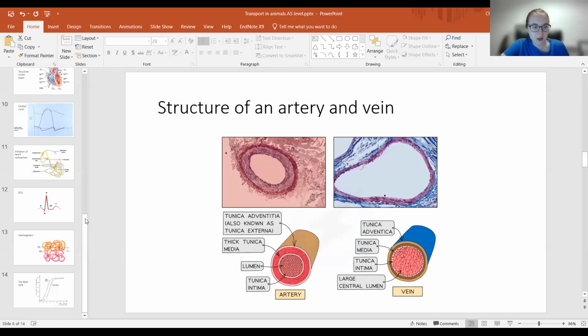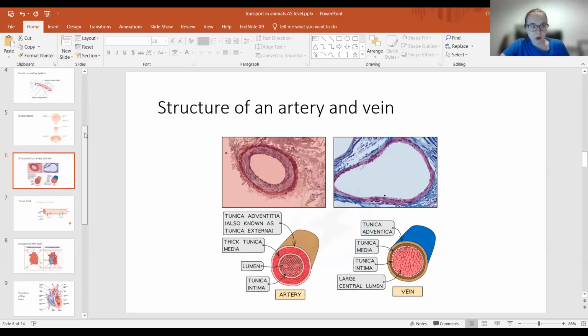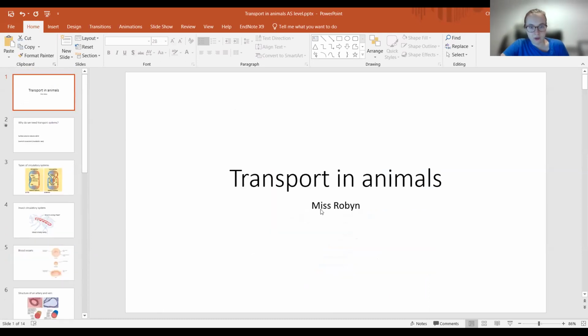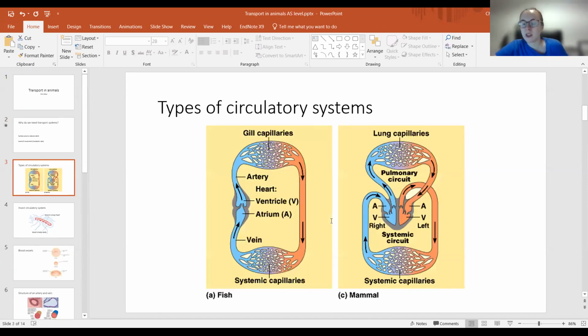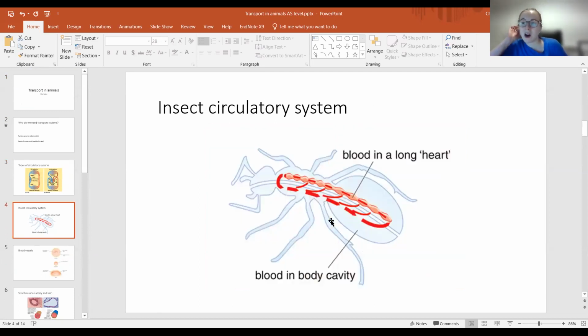So we did quite a bit last lesson. If we just go through these slides: we did why we need a transport system. We did our single and double circulatory systems. Remember, single goes through the heart once in one complete cycle, double goes through the heart twice. Oh, hey, Ria. And we did our open and closed as well. Closed was our humans or our fish, and open was our insects. Remember, insects could have an open system because they don't rely on it for their oxygen transport.